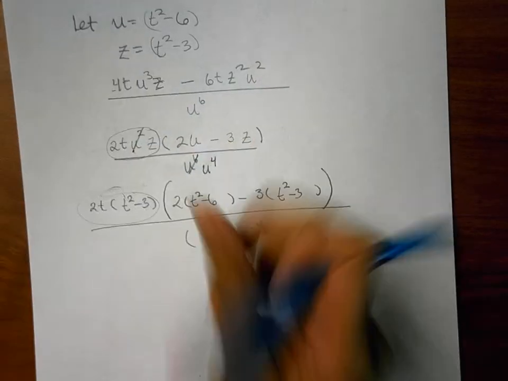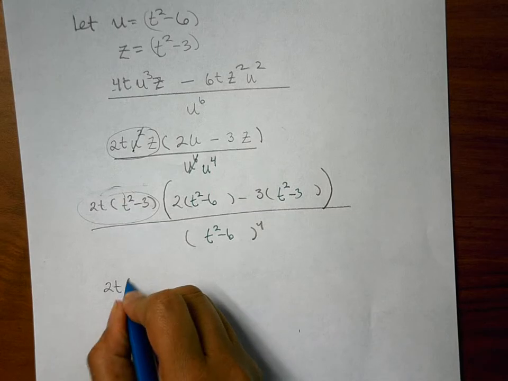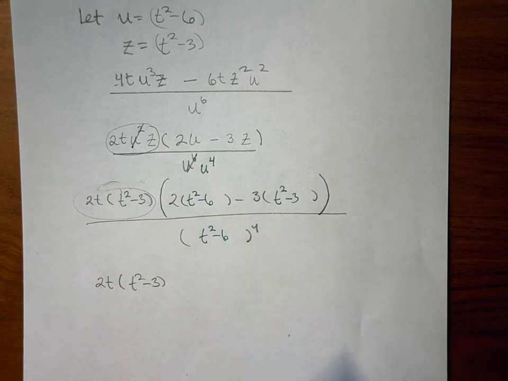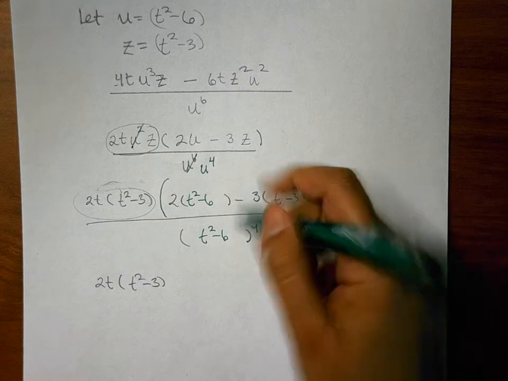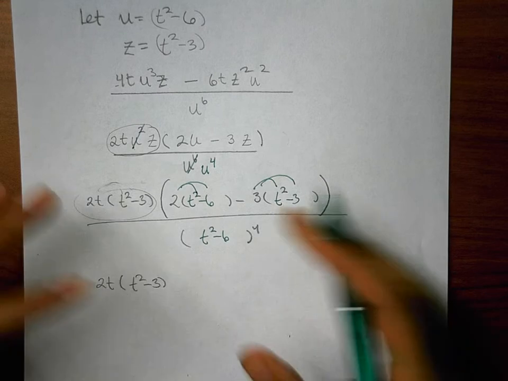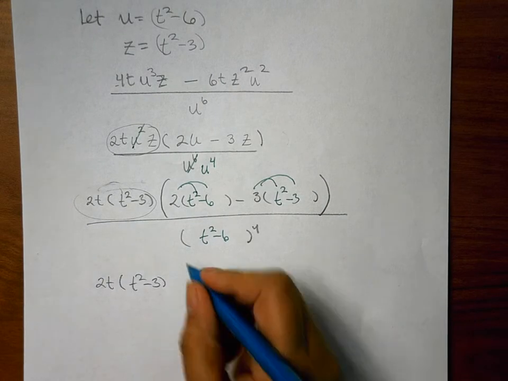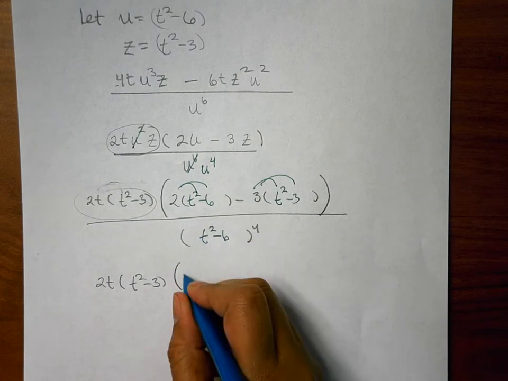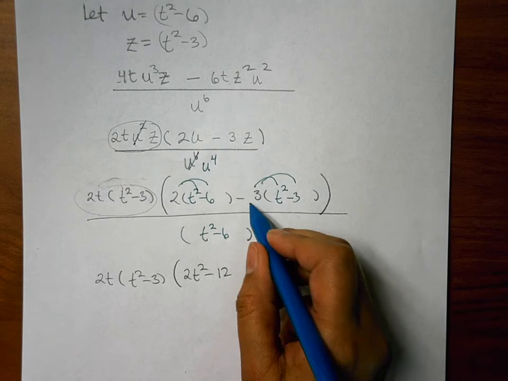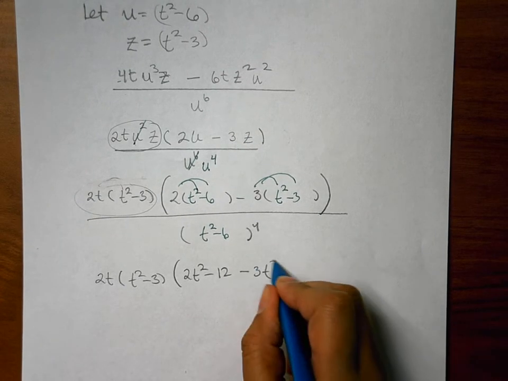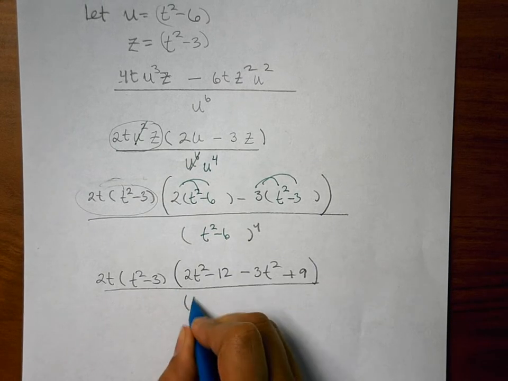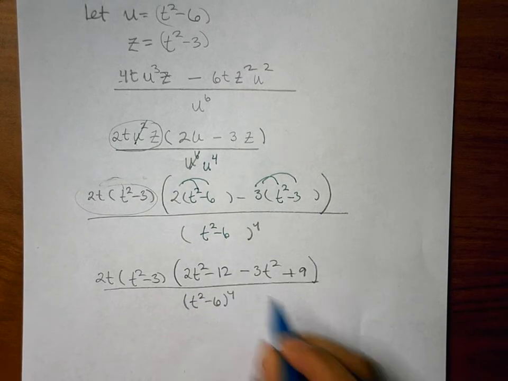I'm not going to distribute because I want that in factored form. 2t, t squared minus 3. Now in here, because I have to clean up, can you guys see that there's some cleaning up we have to do? We're going to want to distribute, combine like terms, because the inside is not in factored form. So that gives me 2t squared minus 12. Distribute the negative: 3t squared plus 9. And I'm going to repeat again, you will have something very similar to this on the test.